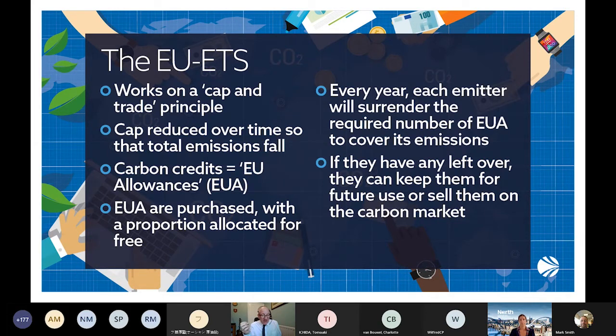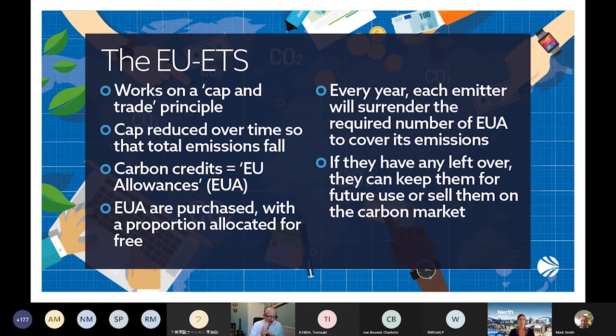These carbon credits are called EU allowances, EUA, and these are purchased by the emitter, which in our case is going to be the ship owner or ship operator. These are purchased usually at an auction on trading platforms like the ICE, the Intercontinental Exchange, or the EEX, the European Exchange. In some industries, these allowances have been allocated for free, usually as an incentive for using low carbon technologies, or to prevent what's known as carbon leakage, which is a means to stop companies and industries moving out of the region to try and avoid it.